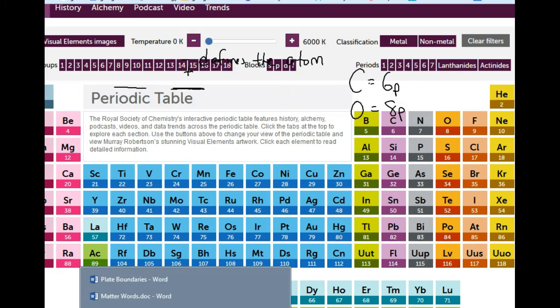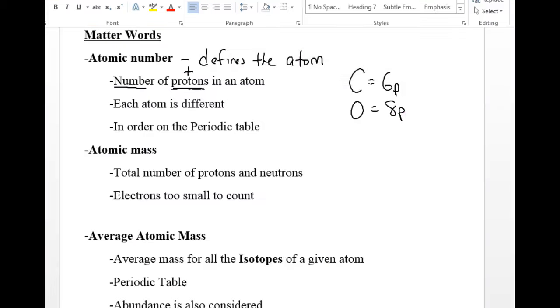So if we then go back, okay, so that's atomic number, and again, it's in order on the periodic table, and each one is different. So if we go to the next one, atomic mass. Now this is the total number of protons and neutrons in the nucleus. Let's add that. Okay, and electrons are too small, so they are not counted.